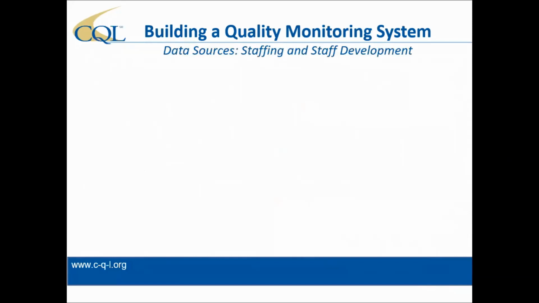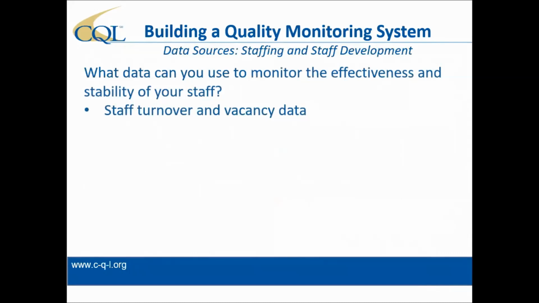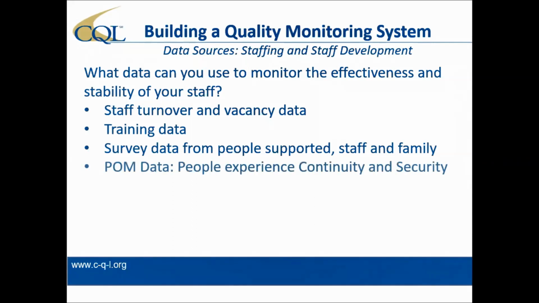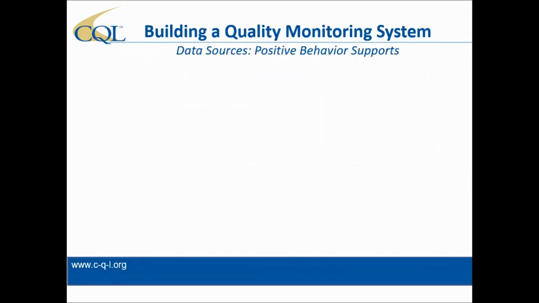All right, so looking at data around staffing and staff development. For starters, we can look at staff turnover and vacancy data. We can look at data around staff development and training. We can look at survey data. We can also collect some data around how people that we support are involved in the recruitment, retention, and hiring process. And of course, our personal outcome measures data. In this case, people experience continuity and security. But we also might want to look at people choose services, because some of that relates to our staff hiring process and how we support people to choose and select the staff that work with them.